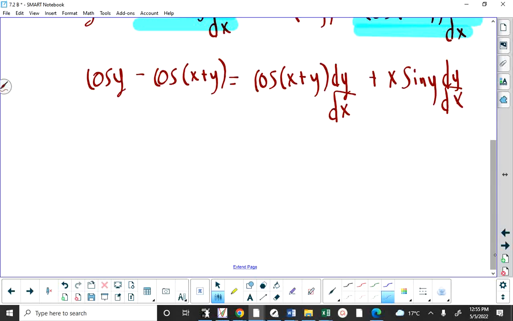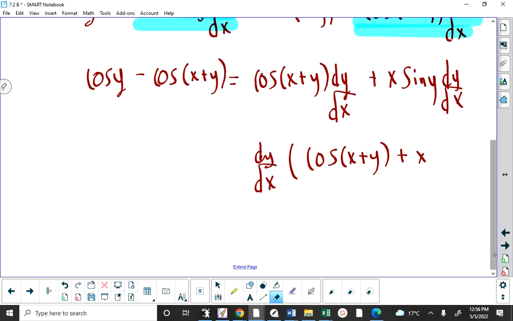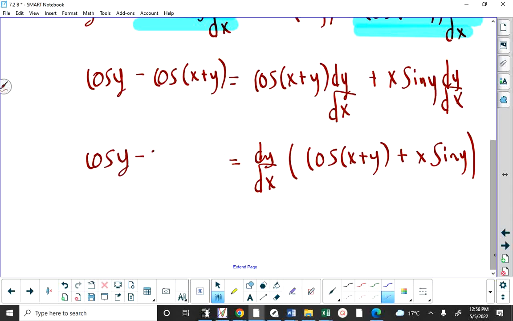We're really just about done, and unlike the previous question that Marcel had asked about, I don't think this is going to simplify to anything amazing. We're going to factor the dy dx out of the right-hand side and have left cosine of x plus y plus x sine y. And this is equal to cosine of y minus cosine of x plus y.